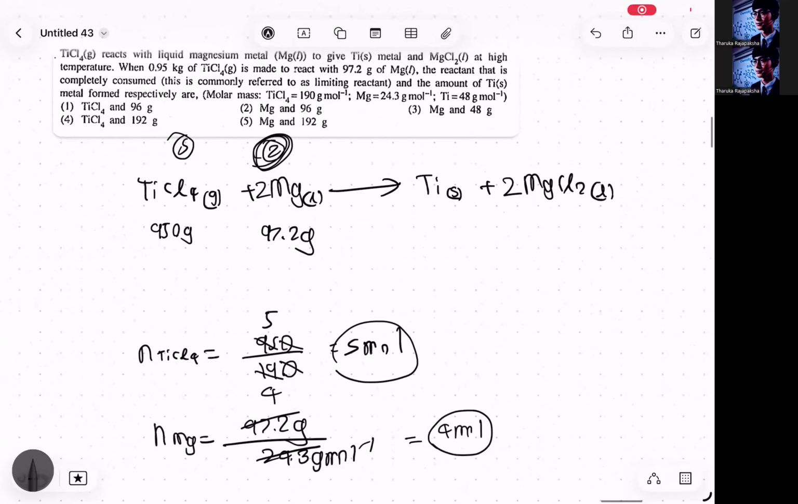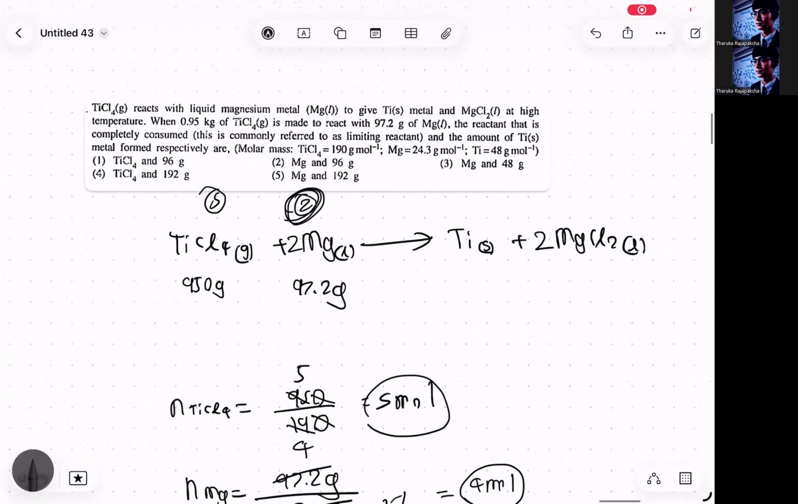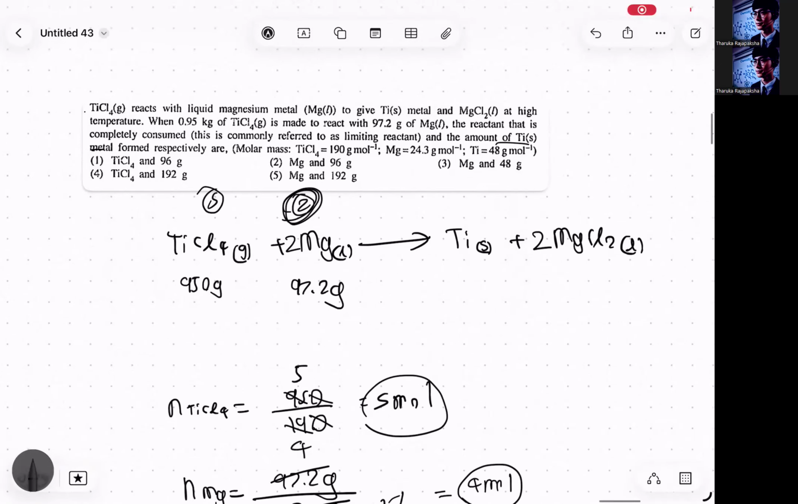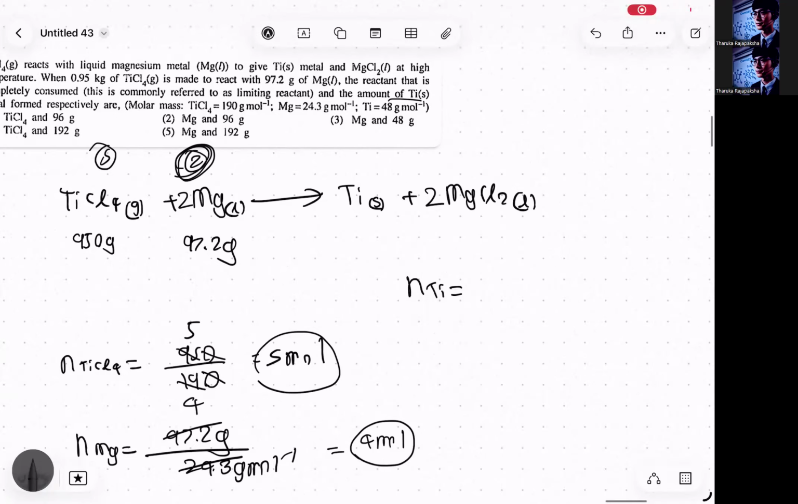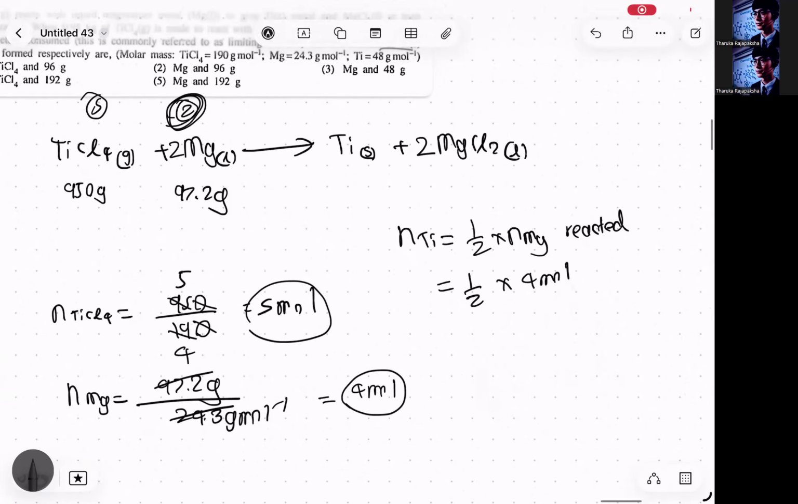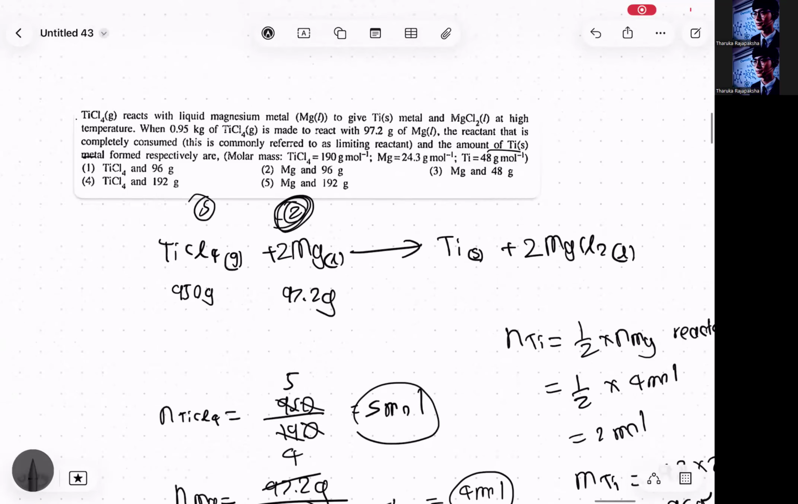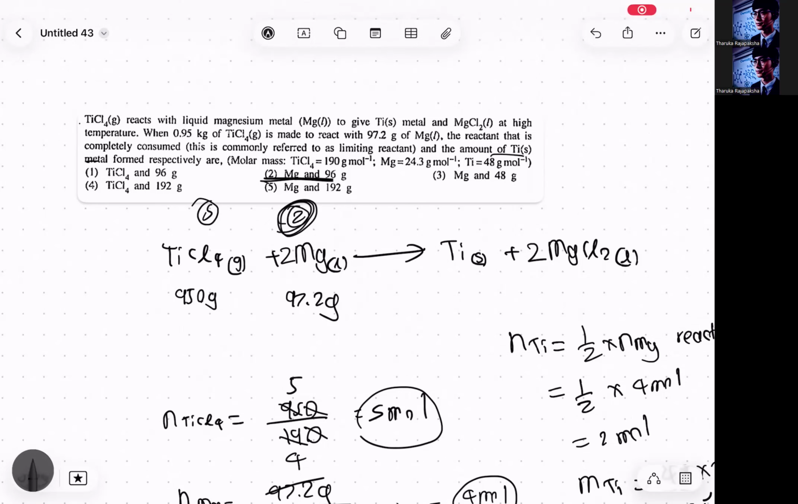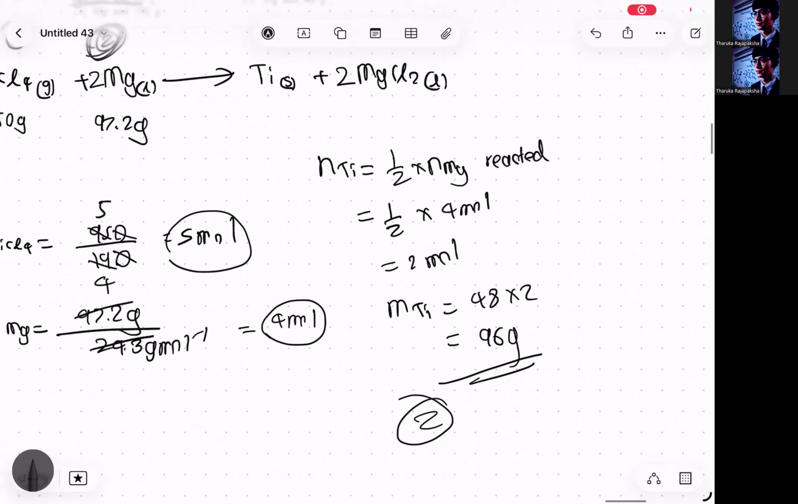So if magnesium is the limiting reagent, magnesium will fully react. What they're asking is the amount of titanium solid metal formed. So the number of moles of titanium would be half times the number of moles of magnesium reacted. The number of moles of magnesium reacted would be 4 moles, so that would be 2 moles. So the mass of titanium would be 48 multiplied by 2, that is 96 grams. So the answer is answer number 2.